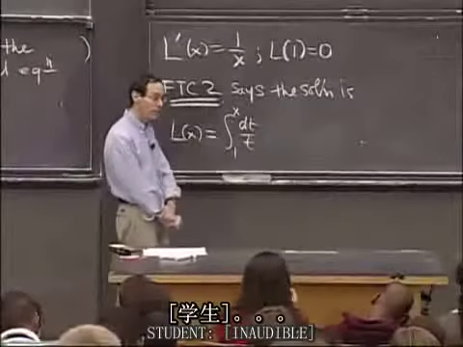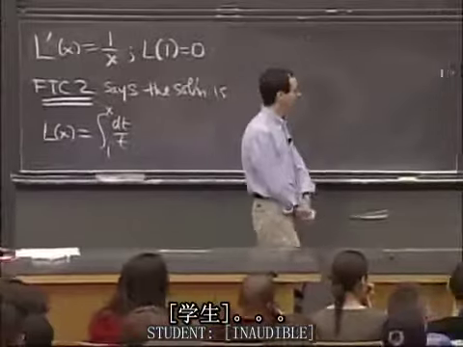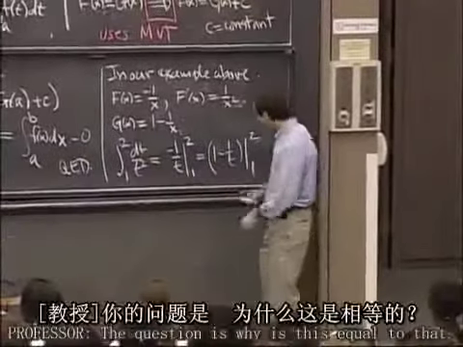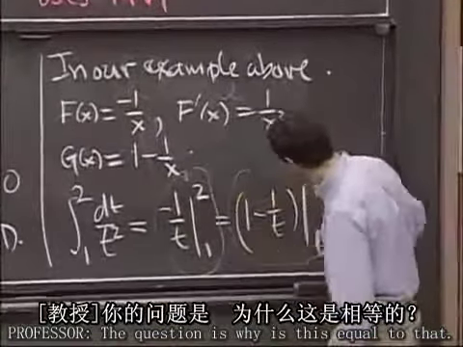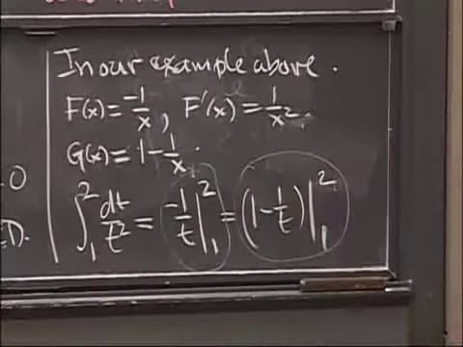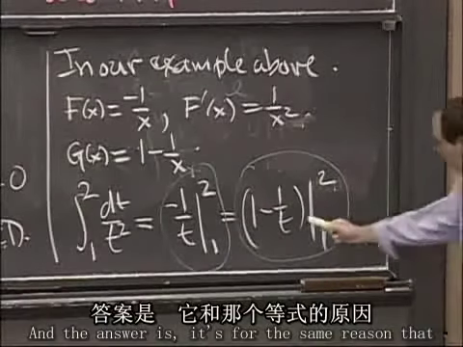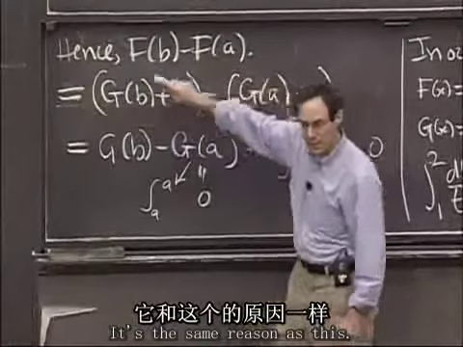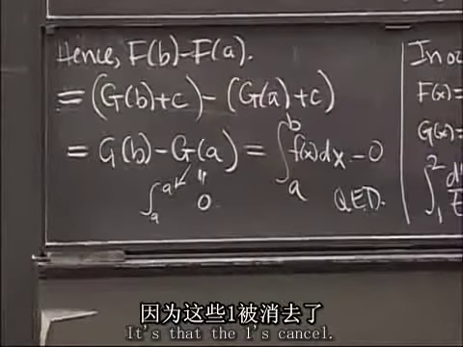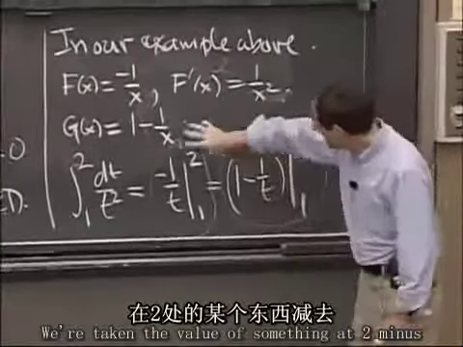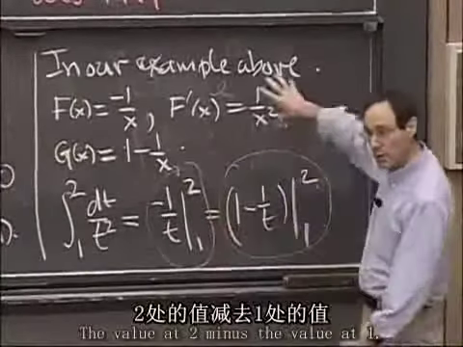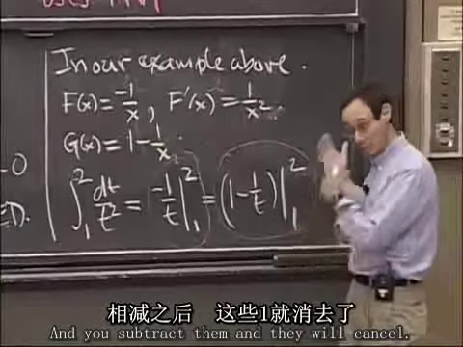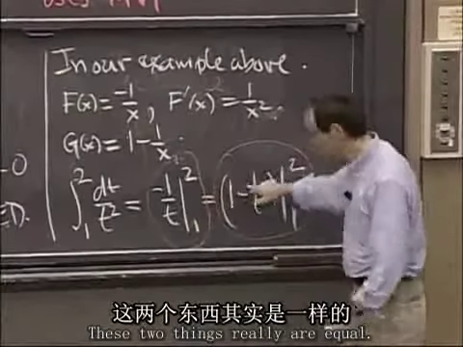Yeah, question? Over here, when you say negative 1 over t from 1 to 2, how is that equal to 1 minus 1 over t? The question is, why is this equal to that? And the answer is, it's for the same reason that this is equal to that. It's that the ones cancel. You're taking the value of something at 2 minus the value at 1, and you'll get a 1 in the one case and a 1 in the other case, and then you subtract them, and they will cancel. They'll give you 0. These two things really are equal.